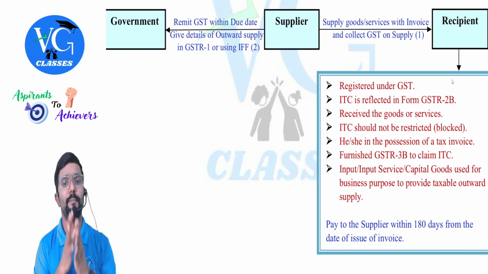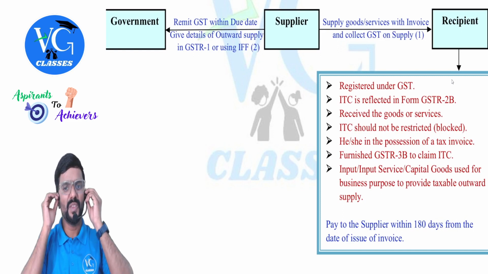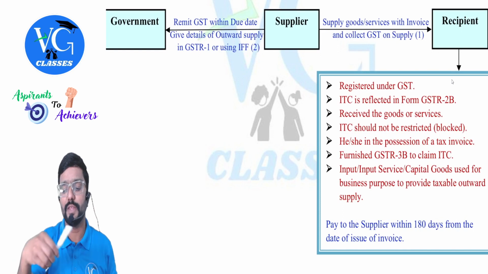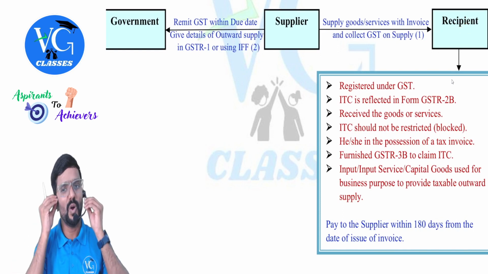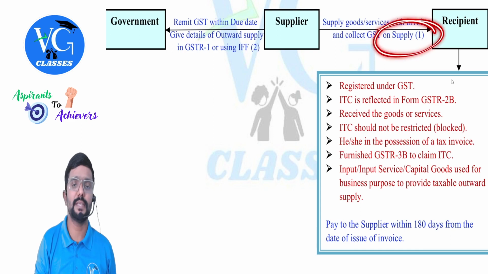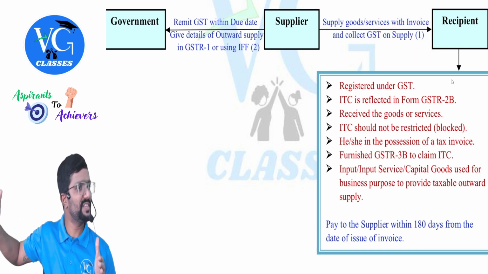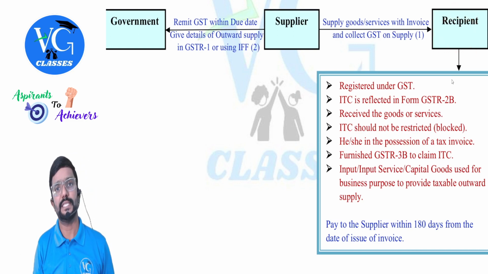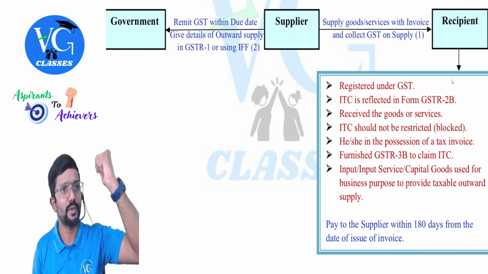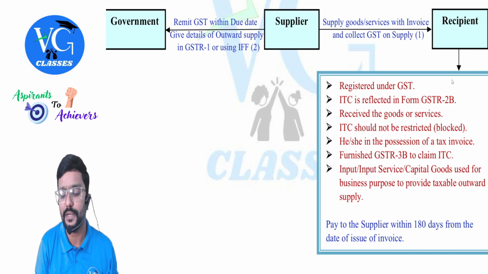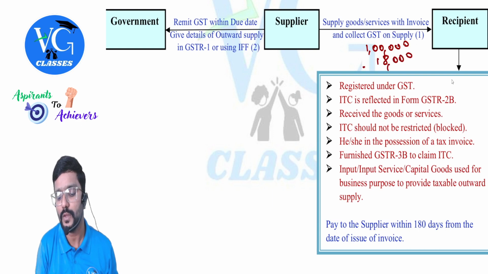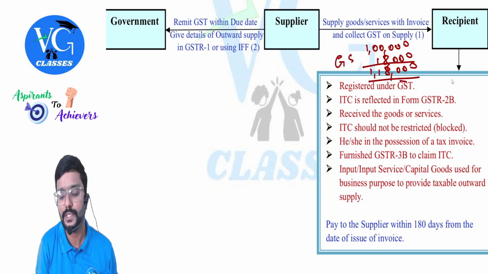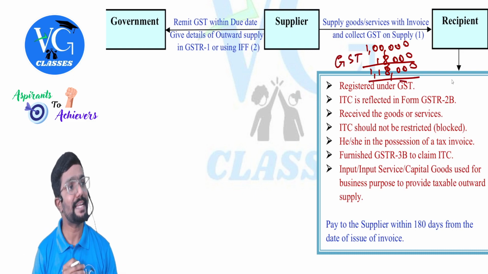Now assume a person is registered under GST, and the supplier is supplying the goods or services along with an invoice to the recipient. And he collected GST on the supply. He supplied the goods or services on which GST is applicable and he also gave the invoice to the recipient and collected the GST. For example, assume the value of supply is 1 lakh. 1 lakh plus GST of 18,000. So totally how much did he collect? 1 lakh 18,000. This is GST. He collected totally 1 lakh 18,000.